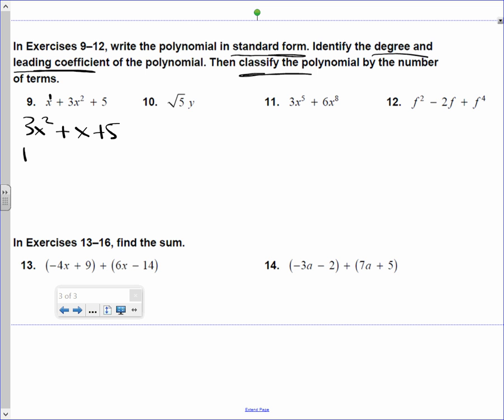All right, identify the degree. So I'll put degree. What's the highest exponent? 2, so this would be a degree 2. Leading coefficient, I'll put LC for leading coefficient. What's the number in front of the highest exponent variable? 3, so 3 would be the leading coefficient. Then classify the polynomial by the number of terms. How many terms do we have? 3, so this would be a trinomial. So there's 4 missions there: standard form, the degree, the leading coefficient, and then the name. We classified it. This is a trinomial.